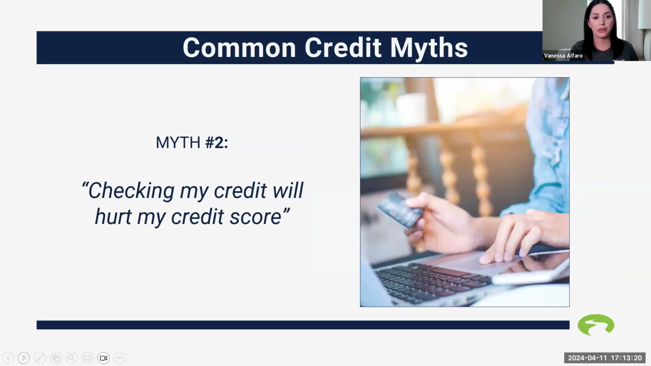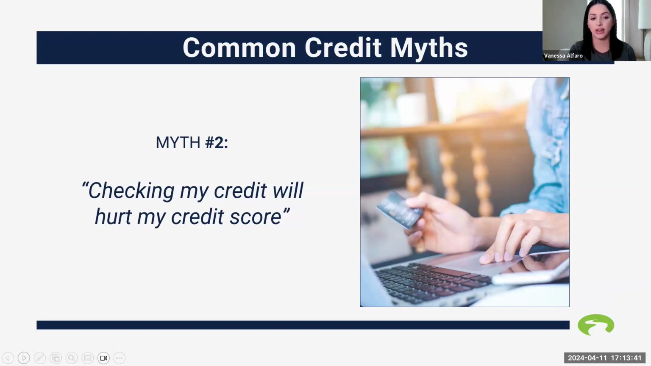The second myth is checking my credit will hurt my score. I also touched on this earlier when we talked about being responsible, making sure that you're keeping up on any errors, identity theft. If you have one of those monitoring apps or you're checking your own score, this will not impact your score. This is not considered an inquiry and it will not hurt your score.